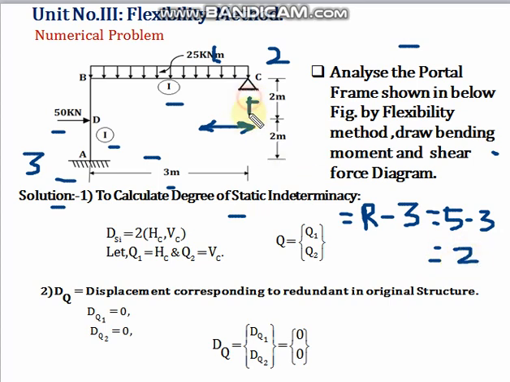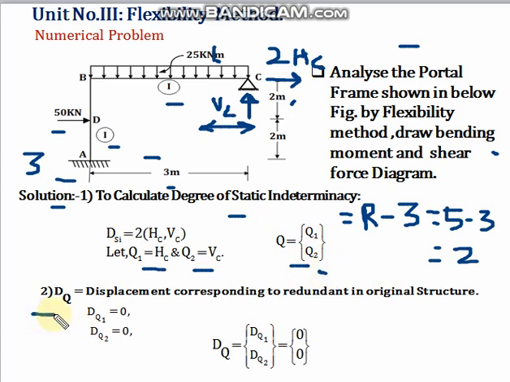Now let us consider the indeterminacy at C support: one is the vertical reaction VC, and second is the horizontal reaction, let's call it HC. Now they are nothing but our redundants. So let us call them Q1 is equal to HC and Q2 is equal to VC. So in the matrix form Q is equal to Q1 and Q2.